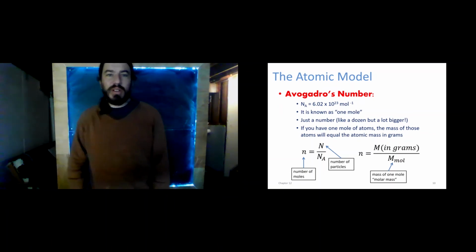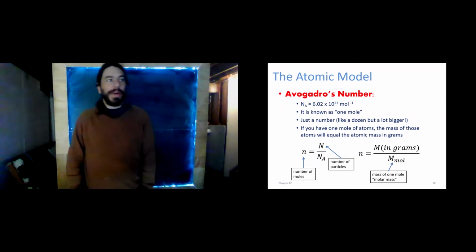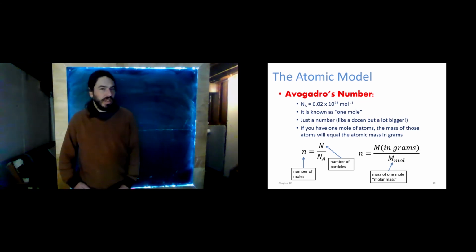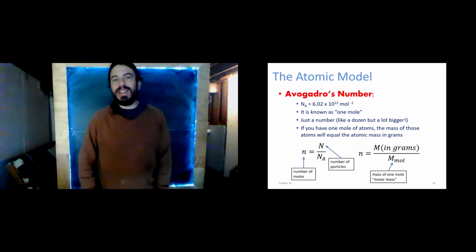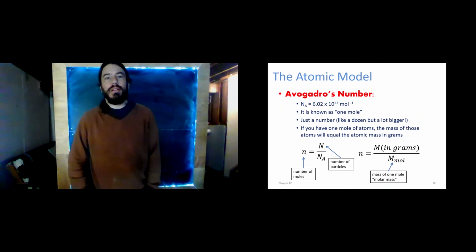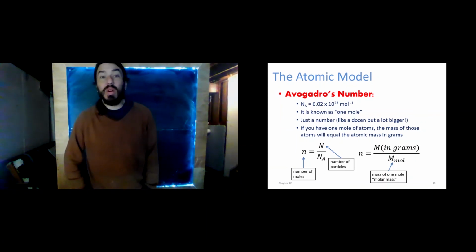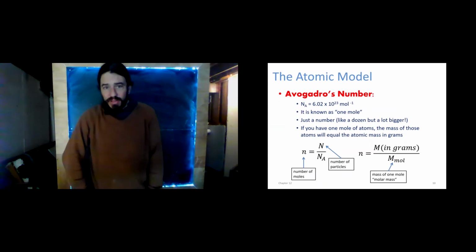So you may have encountered this in another class. 1 mole is 6.02 times 10 to the 23rd, and it's just a big number. I like to use the analogy that it's just like a dozen, except bigger, right? A dozen is 12. I could say I have 2 dozen eggs, or I could say I have 24 eggs. It doesn't matter. It's the same thing.